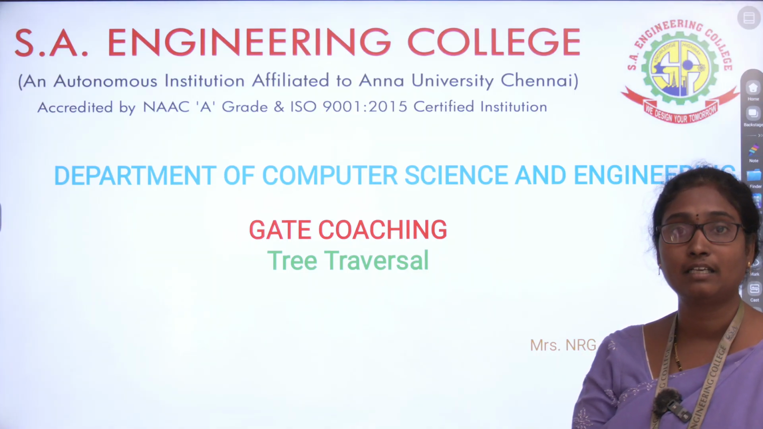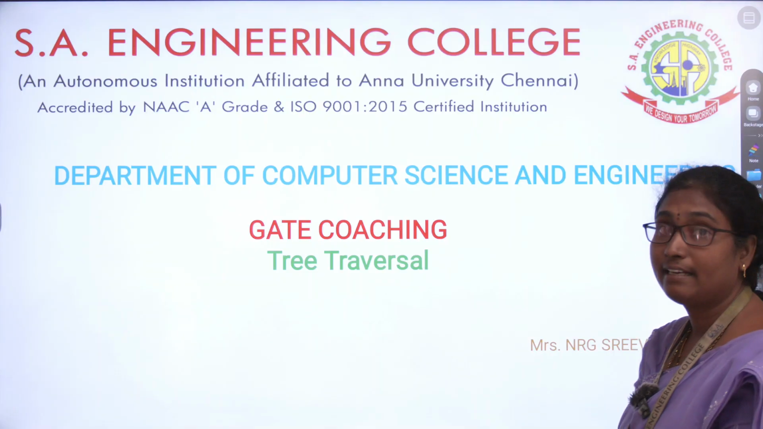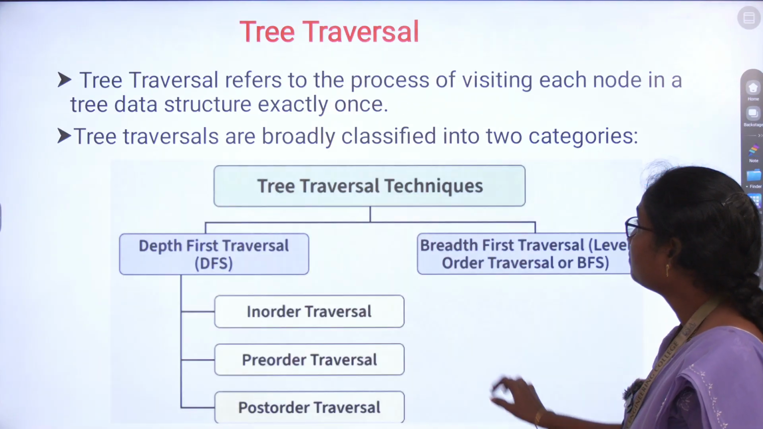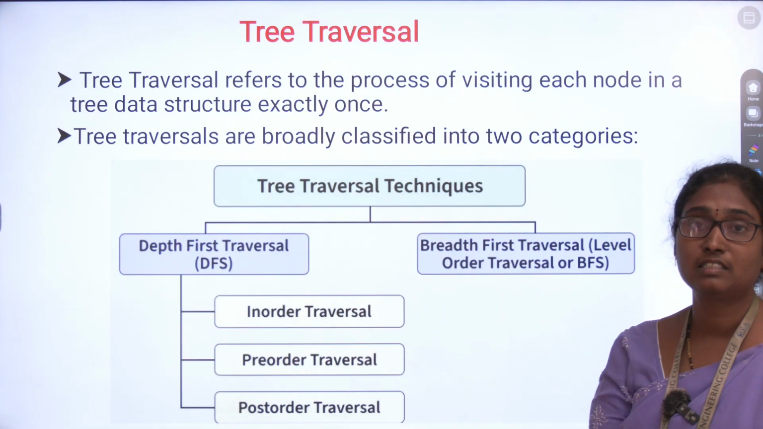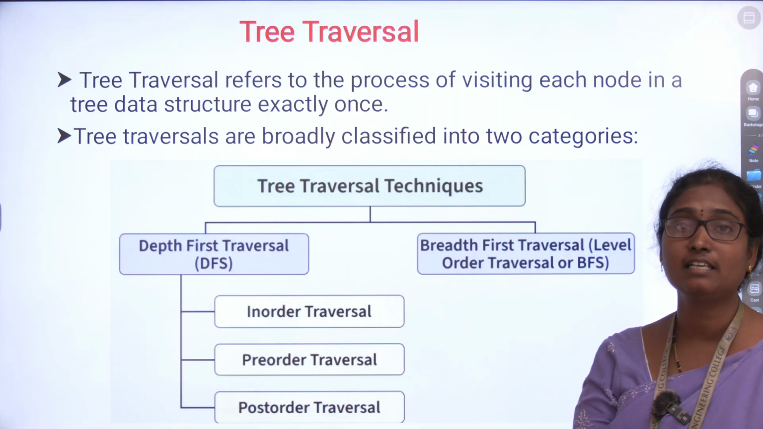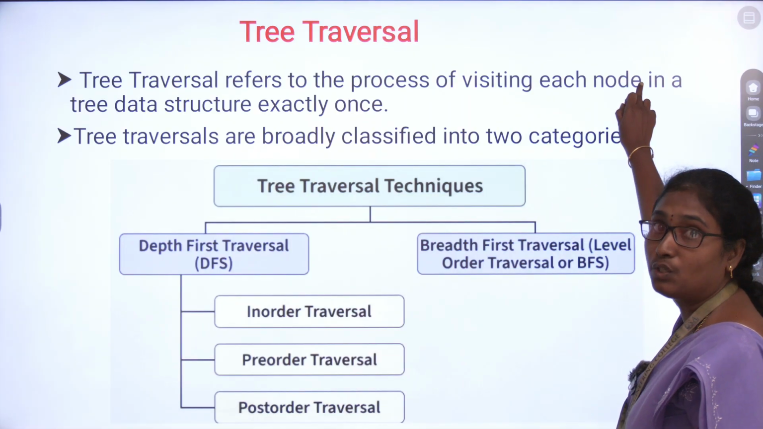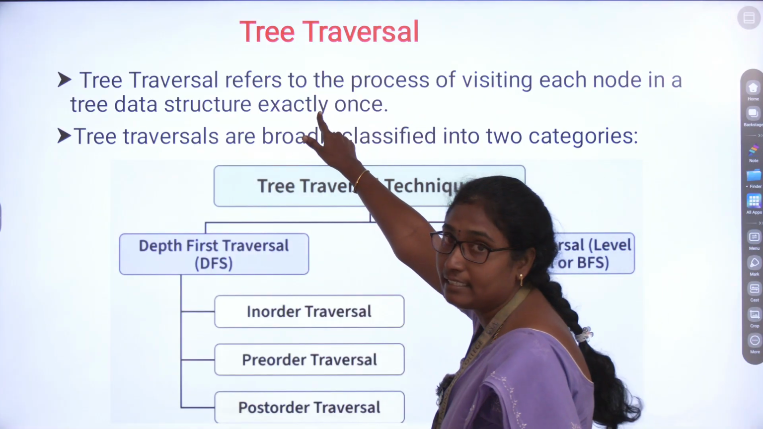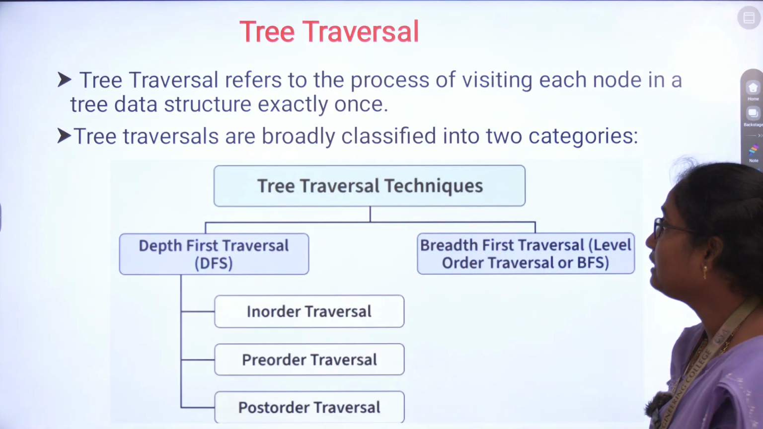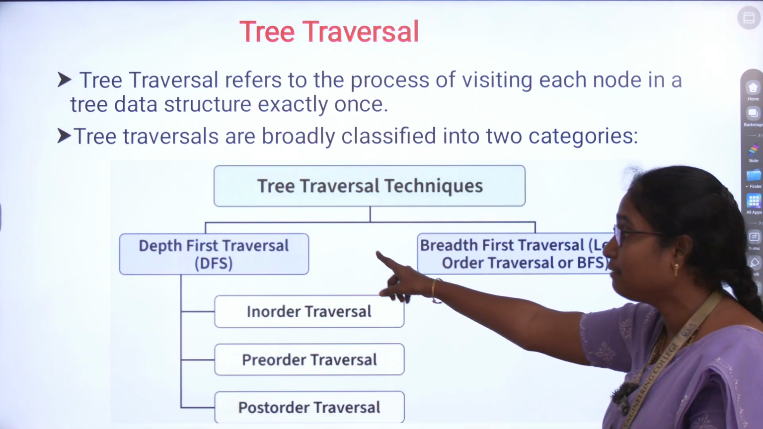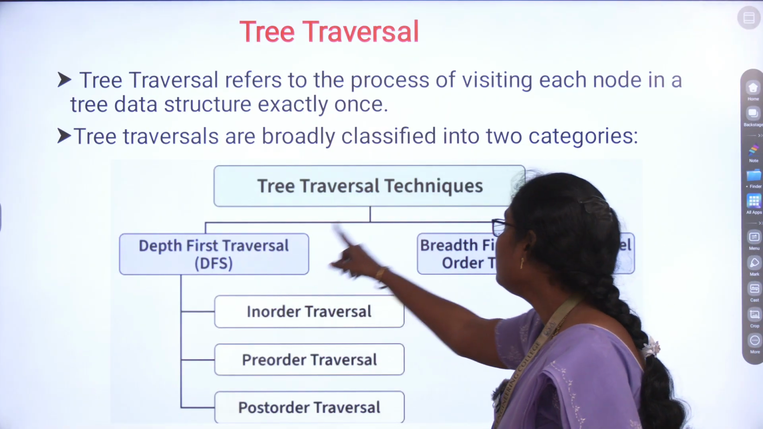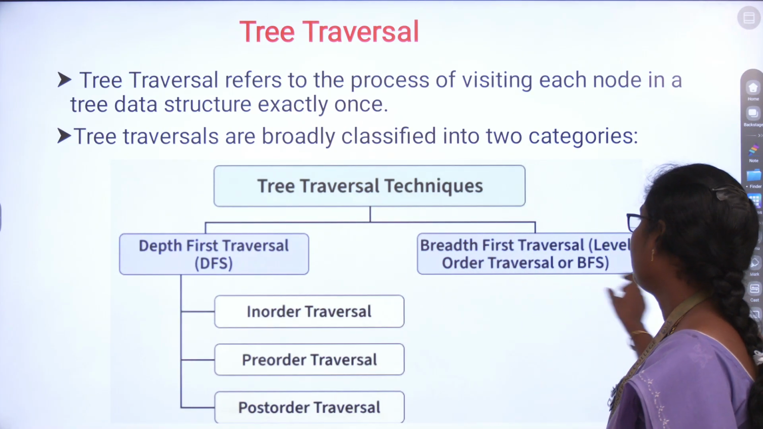Today I am going to take a GATE lecture on tree traversal. First we will see what is meant by tree traversal. Tree traversal is nothing but visiting each node exactly once in a tree. They have categorized tree traversal into two types: depth first traversal and breadth first traversal.